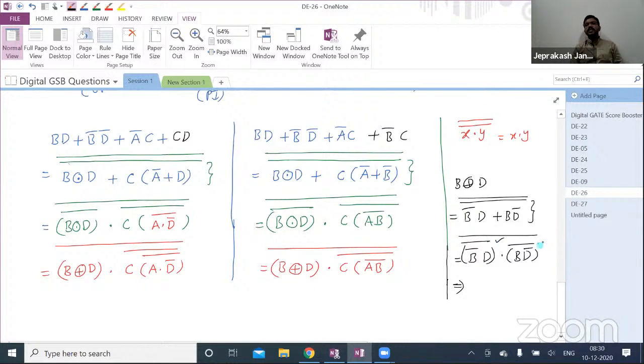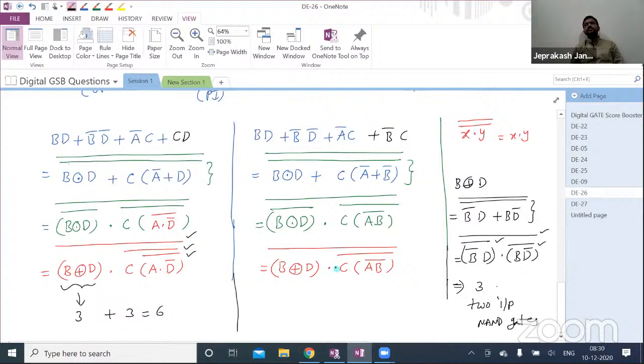This first one, second one, third one, because B bar, D bar are available, right? We require three 2 input NAND gates. So for implementing B XOR D, you require 3. D bar is already available, so you require 1, second, and then assume x1, x2 whole bar, 3. So 3 plus 3 is nothing but 6.